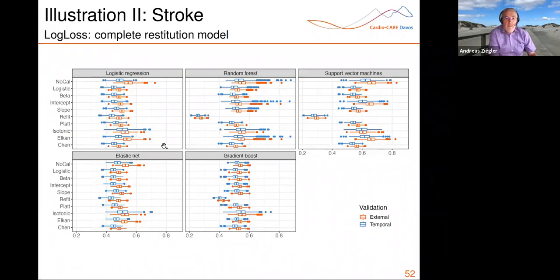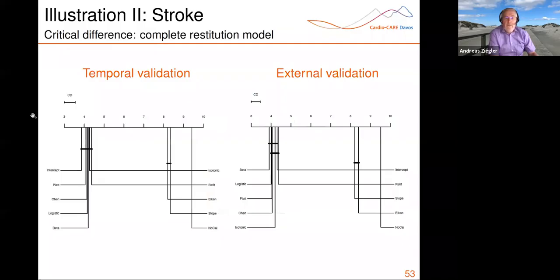You can see that some of the methods didn't perform well when you look at logistic regression as the base machine, and then isotonic calibration, Elkan calibration, and null calibration performed quite poorly. And of course, we can summarize the results in this kind of figure. In this case, the orientation has been changed by the computer. I'm sorry for that. You can see the intercept calibration is actually outperforming everything else when you average over all machines in the temporal validation data.